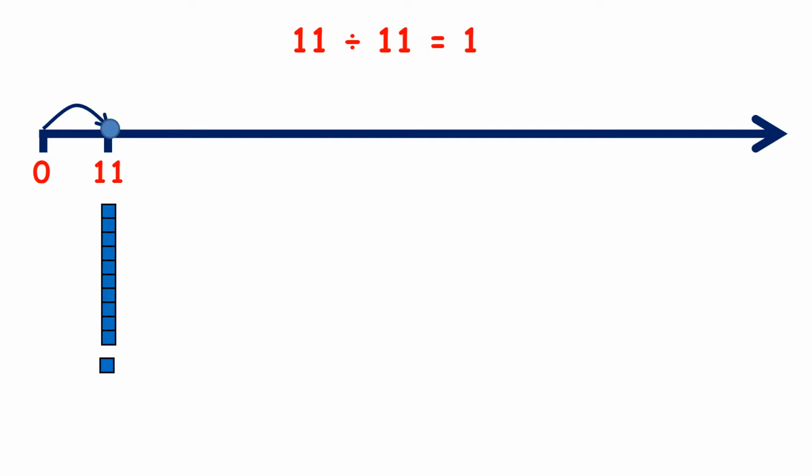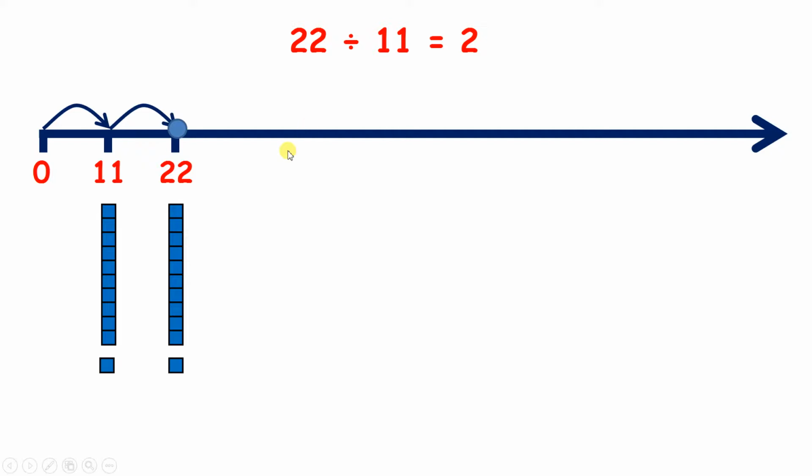Now we're going to learn our division facts for the 11 times table. 0 divided by 11 is 0. 11 divided by 11 is 1. 22 divided by 11 is 2. So if we have 22 blocks, we can make 2 groups of 11.